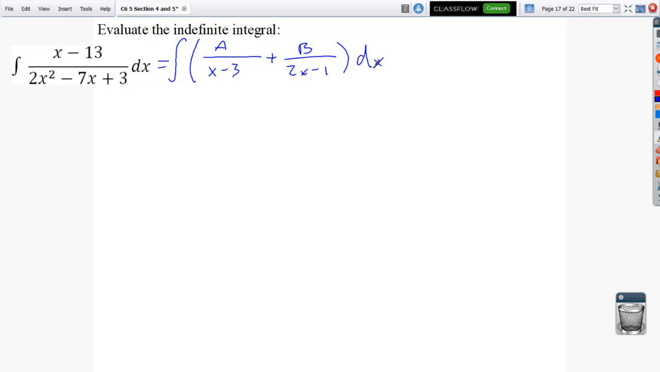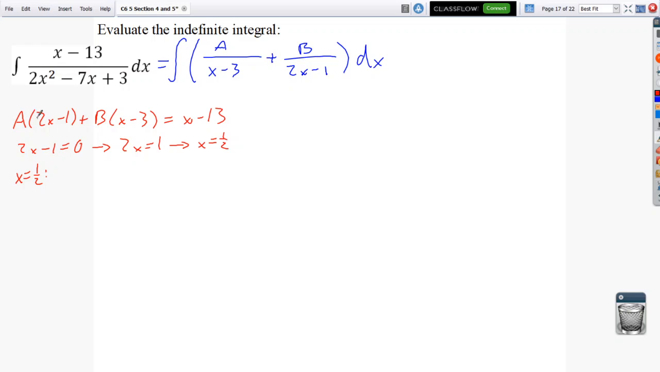Again, I know my equation that I want to use for the Heaviside cover-up method is going to be A times the other one plus B times the other one is equal to the original numerator. Now this makes it a little bit more difficult to figure out what you plug in for your x value. I would say that x equals 3 is obvious, but this other one, if you can't figure out what to plug in there, just do a little bit of scratch work. 2x minus 1 equals 0 means 2x equals 1 means x equals 1/2. So one of our situations we're going to use is x equals 1/2.